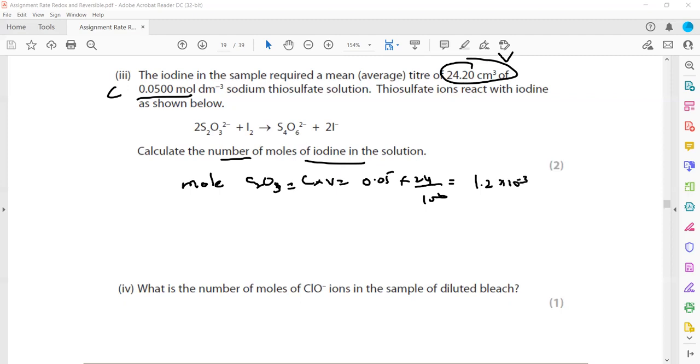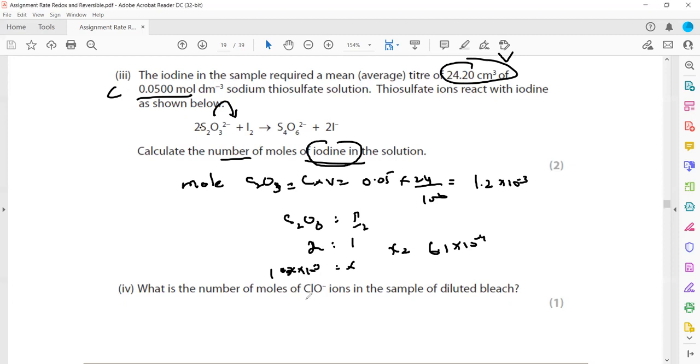Then use the ratio, because we need the number of moles of iodine. The ratio between thiosulfate S2O3 and iodine is 2:1. So if we have 1.2 into 10 to the power minus 3 for thiosulfate, this will be X for iodine. We cross multiply and get the moles of iodine molecule. The total number of moles of iodine will be 6.1 into 10 to the power minus 4.